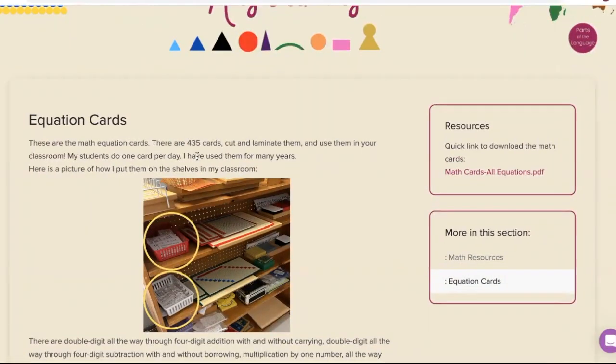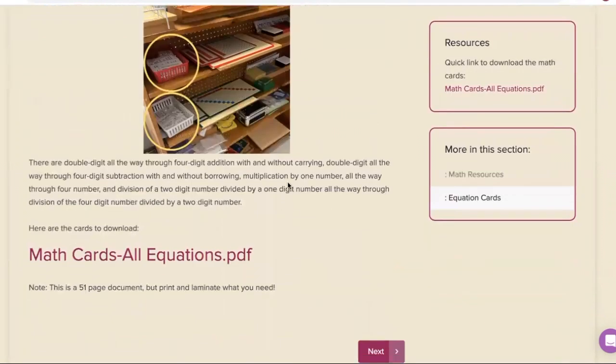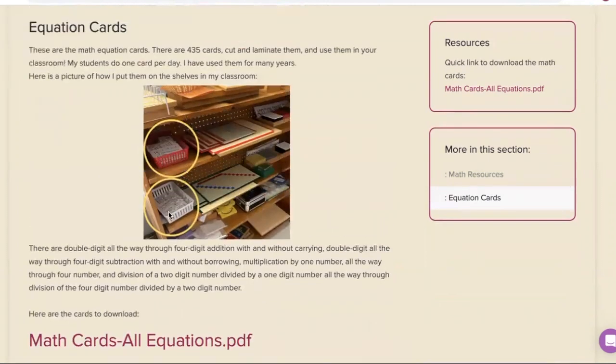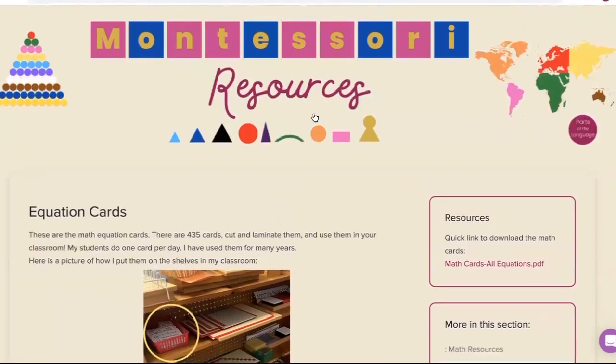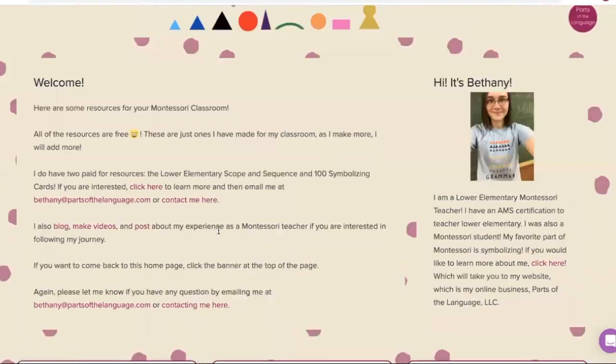I've made equation cards and you can access them here. It's all multiplication, division, subtraction, addition, and it is a 51-page document, so you could print which ones you need, but I just keep them on my shelf like this, and the kids use them once every day. So, that's the only math one I have so far.